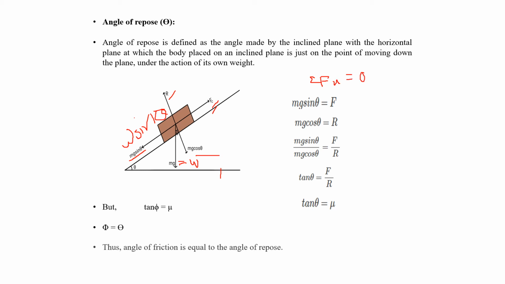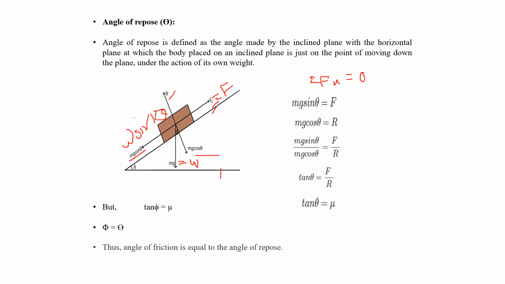So when we write summation Fx equal to 0, then Fc minus mg sin theta is equal to 0, or F minus mg sin theta is equal to 0. Fc is nothing but F. So F minus mg sin theta is equal to 0. Then F is equal to mg sin theta, and R is equal to mg cos theta.